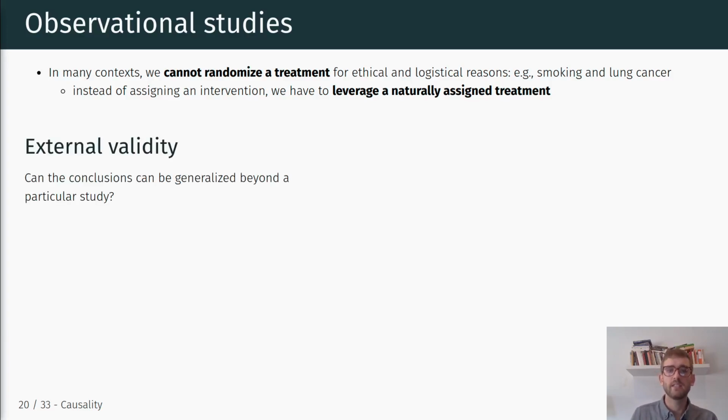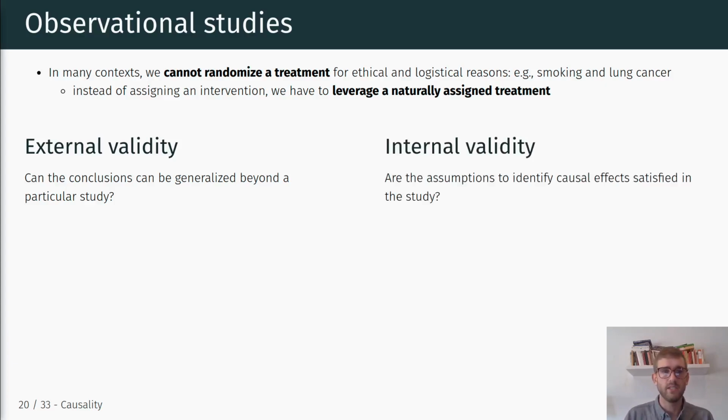Okay, and whenever we talk about observational studies and comparing them to experiments and randomized controlled trials, we have to think about a trade-off between external validity and internal validity. So what we mean by external validity is the question of to what extent the conclusions or results we get in our study can be generalized beyond a particular study, and internal validity usually focuses on whether the assumptions to identify causal effects are actually satisfied in the study, right?